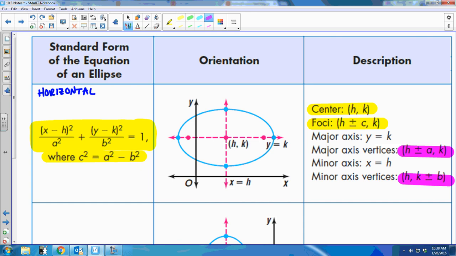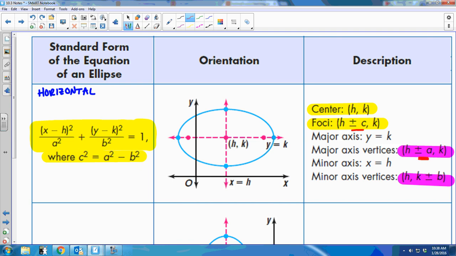They're horizontal. So because you added c here, you would add a to h to find the major vertices. So it's on the same axis. Okay, that's how you would remember that. It's a good note to make.